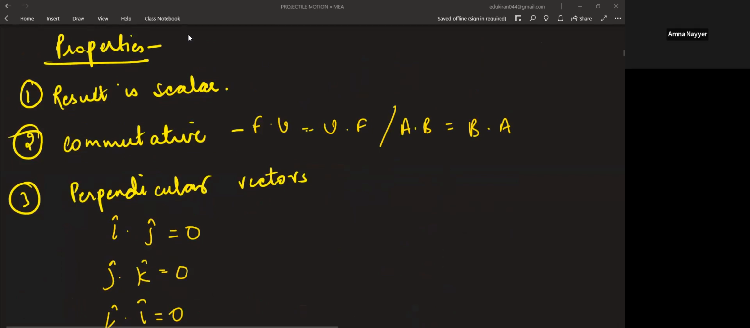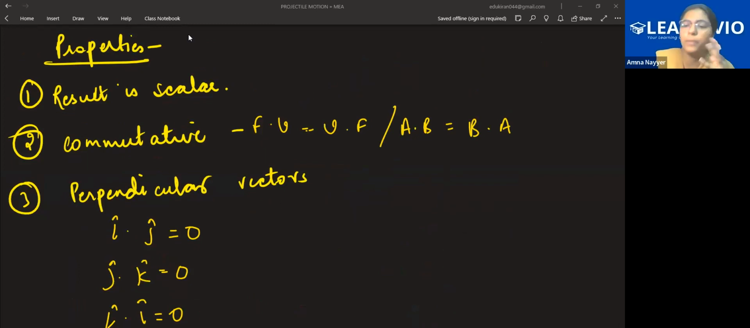Now, see, next, when we are talking about the properties of a dot product, one is very clear that the resultant is scalar. And see, it is commutative, means if I was giving you this example between this force and this velocity. So if you have force multiplied by velocity or you multiply velocity with force, it's the same. Like we have in our normal multiplication, 3 into 2. If I say 3 multiplied by 2, that will also give me 6. Or if I say 2 multiplied by 3, that will also give me 6. So it is commutative. This is valid for dot product.